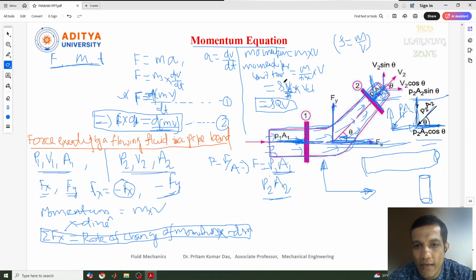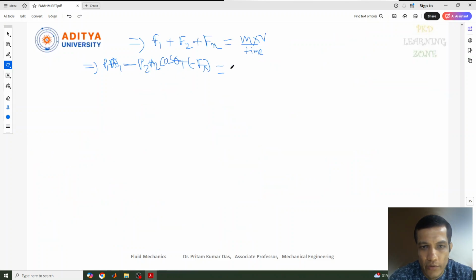So that is nothing but, as already found, mass by time into velocity. Mass equals density into volume, so we can write rho into volume into velocity. Volume by time is the volumetric flow, so that can be written as rho Q v. So we can write rho Q into v.